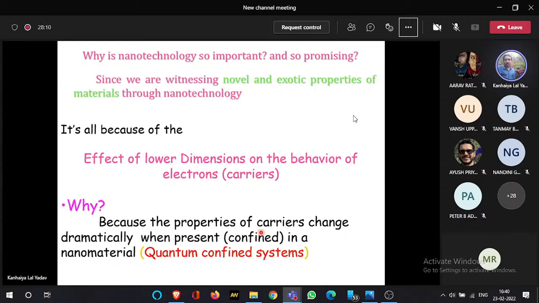So why? Because the properties of carriers change dramatically when present or confined in a nanomaterial. This is also a good example from the corona period. You know, for almost the last 2 years, people have been at home taking classes online, confined, not able to move out freely and play.